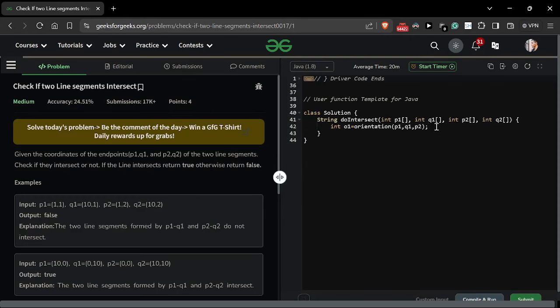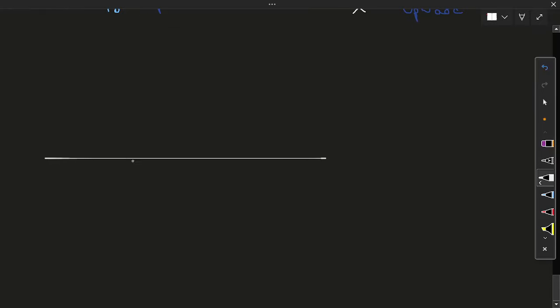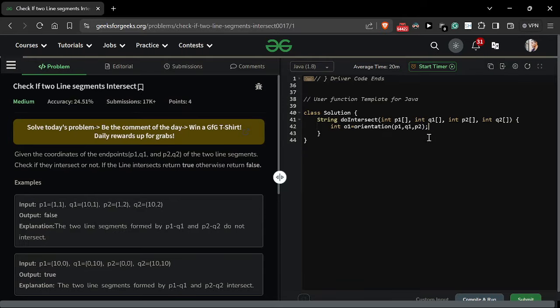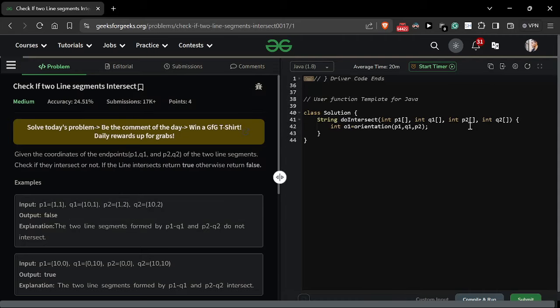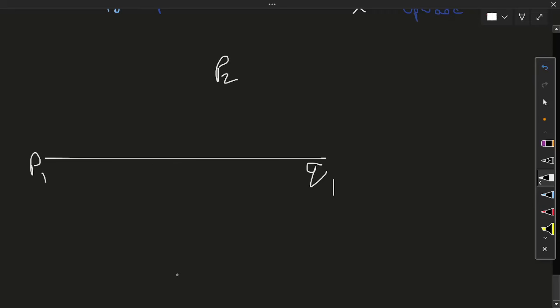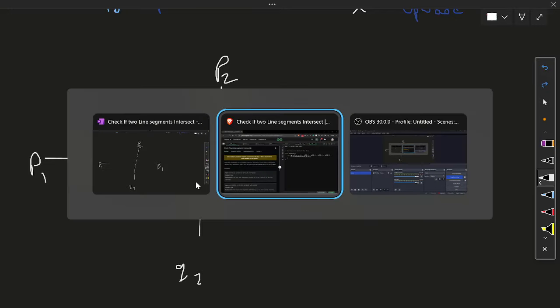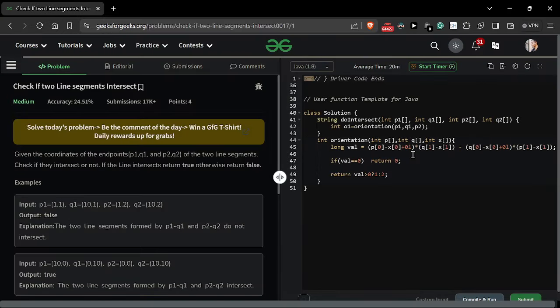First we have to find the orientation from P0, P1. Suppose this is P1 and then we have Q1. We have to find the orientation for P2 and Q2. The orientation must be different. For this line and for this line also, the orientation must be different. So we have to find the 4 orientations. So this is the code.